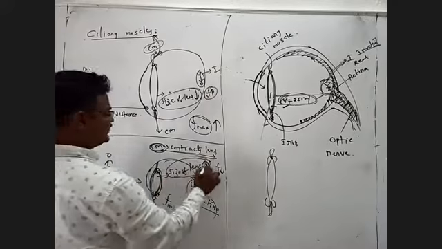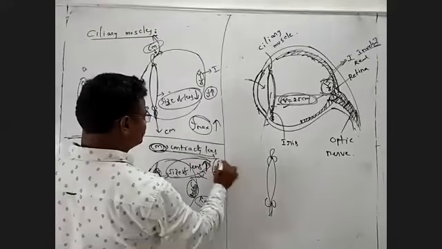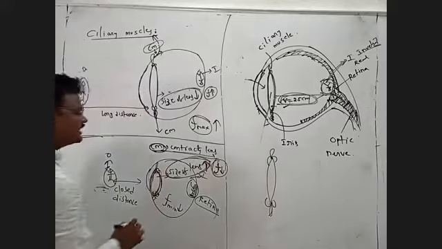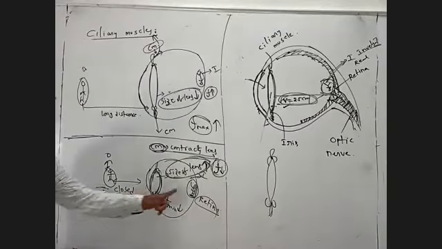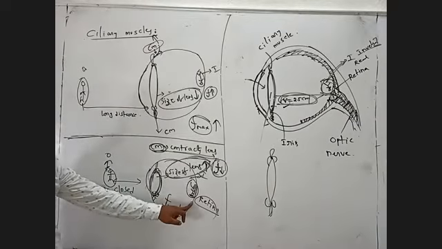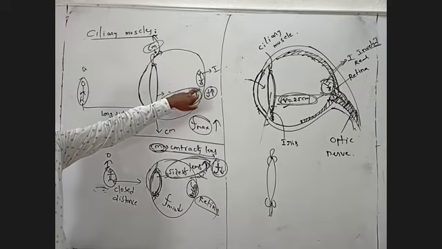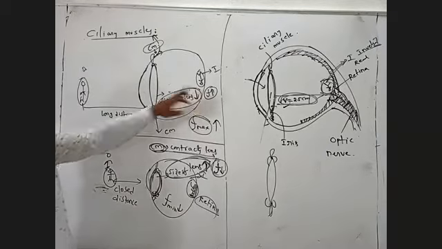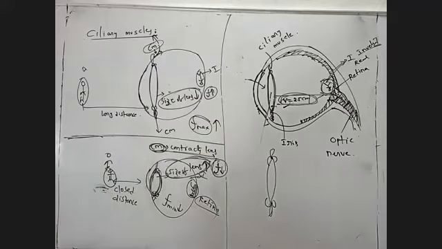The size of the lens increases, so the focal length decreases. Anyhow, the image is formed by the lens on the retina. This is the function.